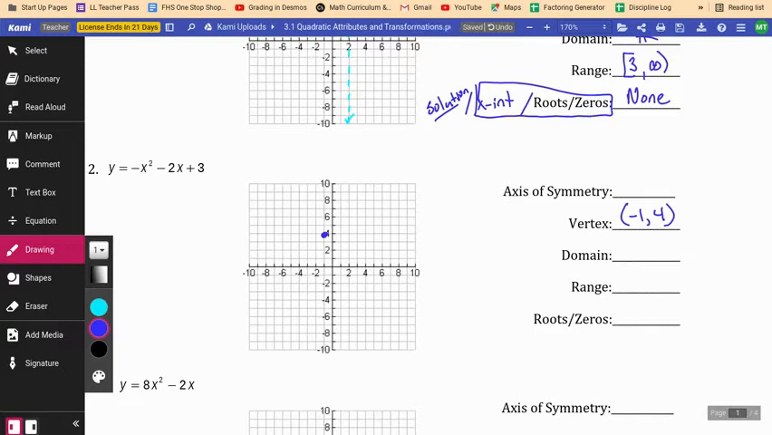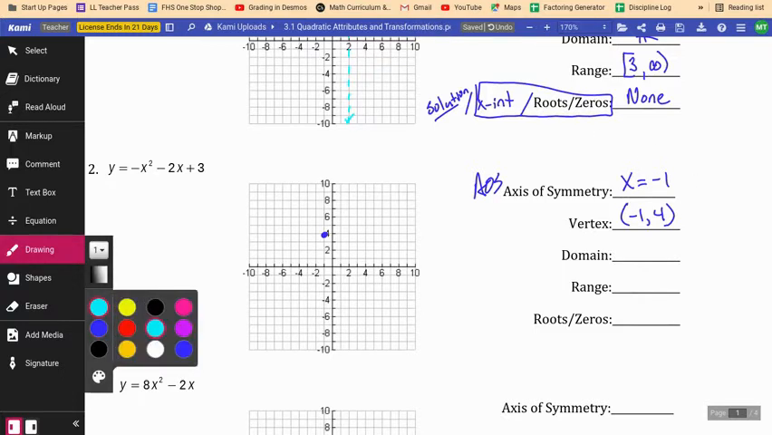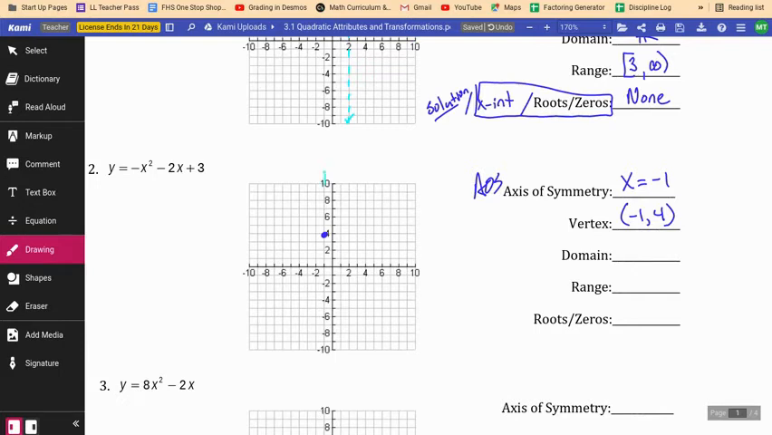When I have my vertex, I should know my axis of symmetry. X is equal to negative 1. You do have to write it this way. You have to write it as an equation because that equation is going to create the line of my axis of symmetry.